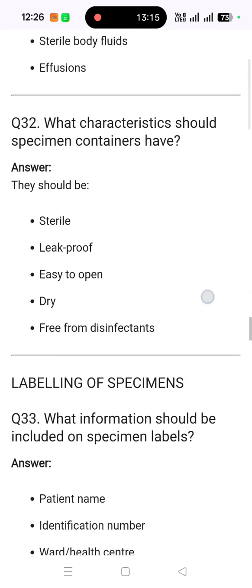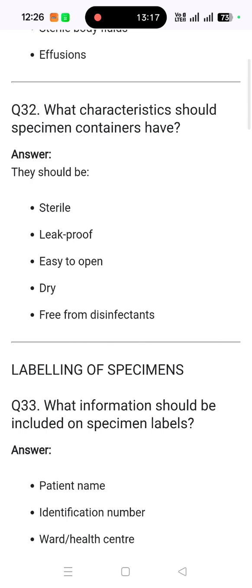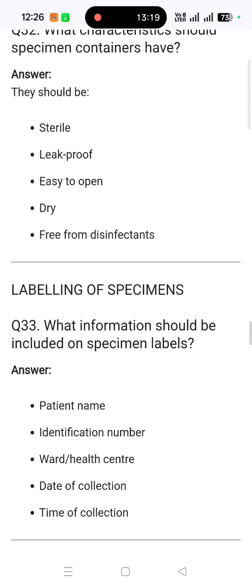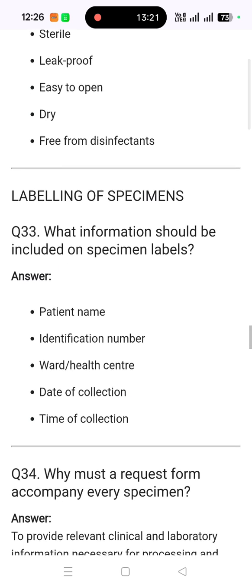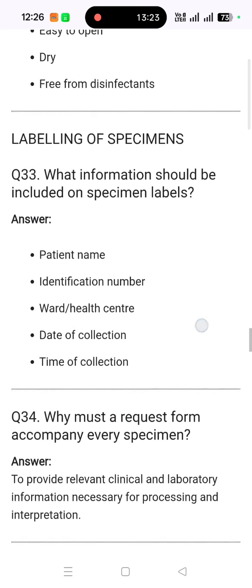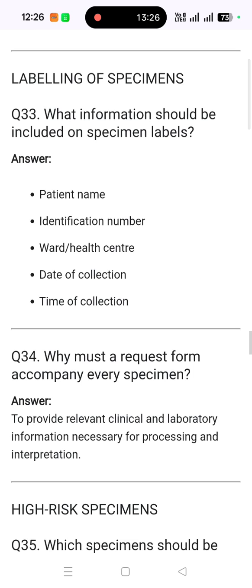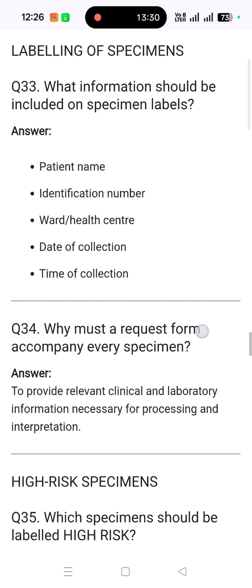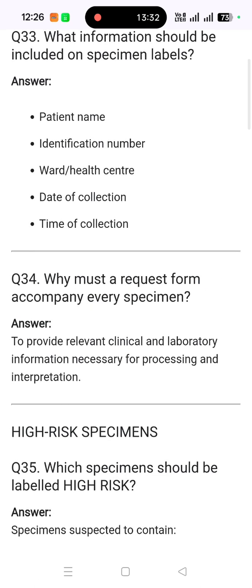What characteristics should specimen containers have? They should be sterile, leak proof, easy to open, dry, free from disinfectants. Now coming to the labeling of a specimen. What information should be included on specimen labels? Patient name, identification number, ward, date of collection, time of collection.